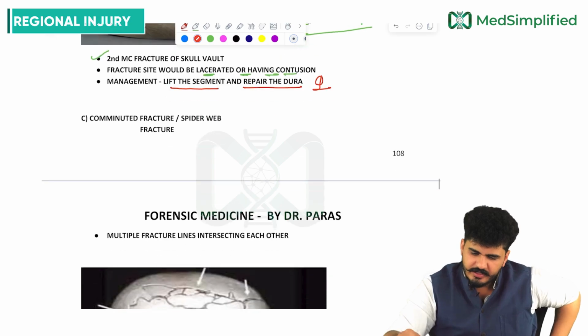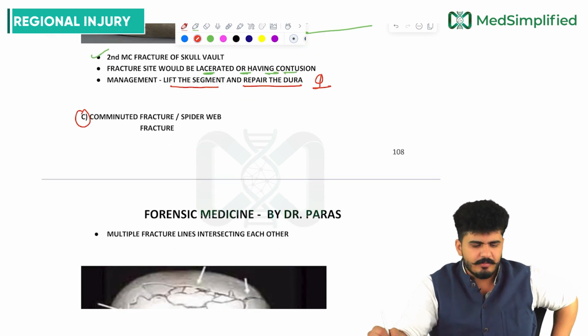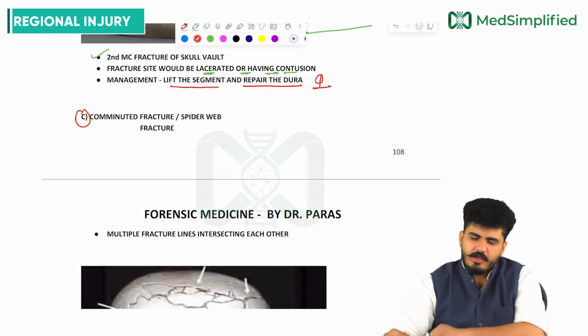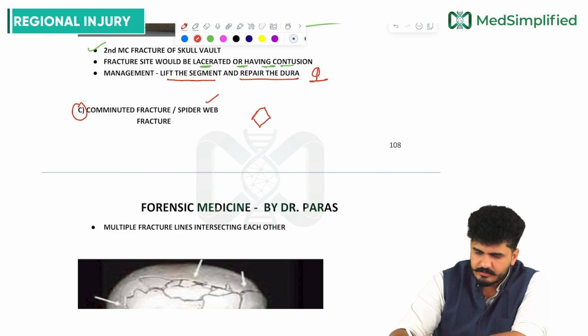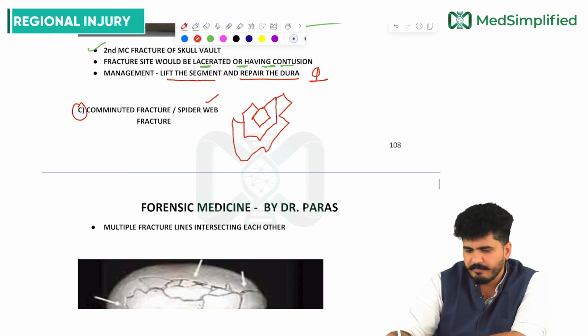Now we come to the third fracture. The third fracture is the comminuted fracture, my dear friends. A comminuted fracture is also called a spider web fracture. Like this, I can draw a spider web. This is a spider web, my dear friends.